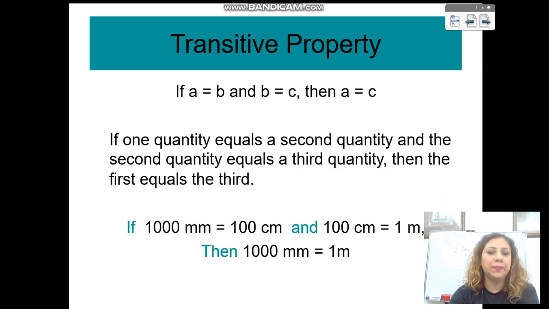Transitive property: if A equals B and B equals C, then A equals C. If one quantity equals a second quantity and the second quantity equals a third quantity, then the first equals the third. Okay, so this is an example. 1,000 millimeters is equal to 100 centimeters and 100 centimeters is equal to 1 meter. Then the first one is equal to the third one. Okay?